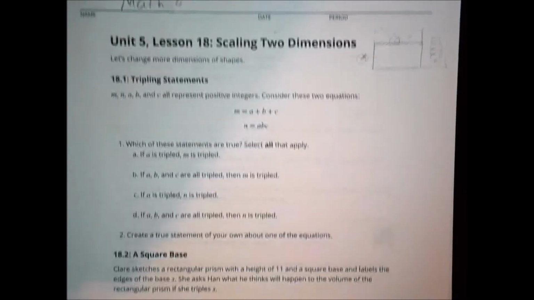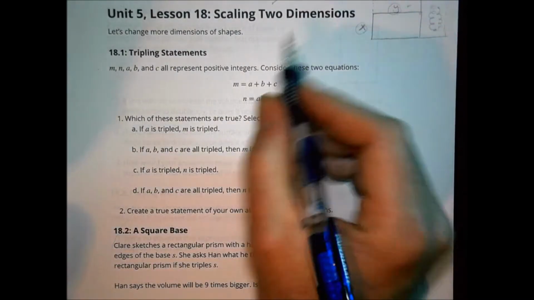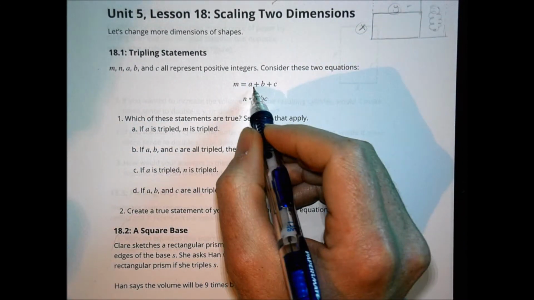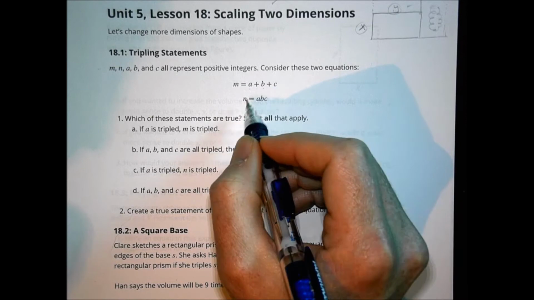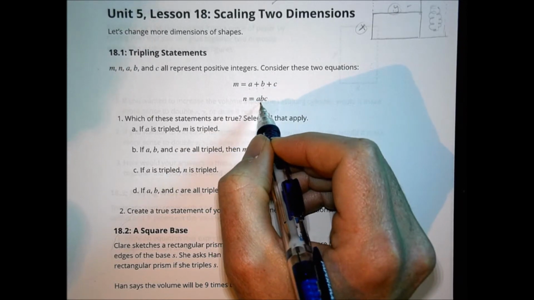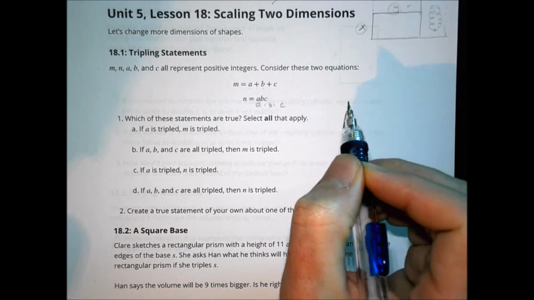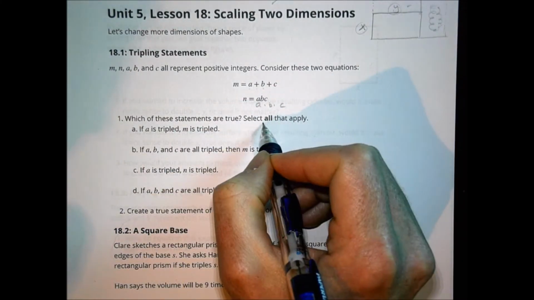First of all, we have these statements here called tripling statements. We're going to say they're all positive integers, and we have 2 different equations where m equals a plus b plus c, and n equals a times b times c, right? Multiplying those out. So let's see which ones are true.